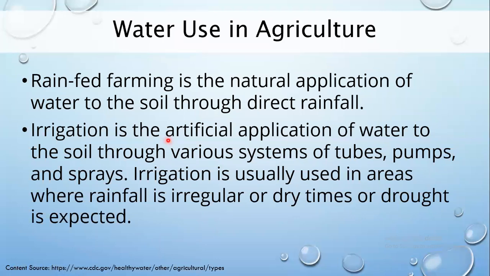So water use in agriculture, it can be rain-fed farming or the natural application of water to the soil through direct rainfall. Ito yung sinasabi nilang sahod ulan na type of farming. Next, irrigation is the artificial application of water to the soil through various systems of tubes, pumps, and sprays. Irrigation is usually used in areas where rainfall is irregular or dry times or drought is expected. So yung rain-fed farming, ito yung sa may mga klima na kung saan whole year round meron silang ulan. At yung irrigation naman ginagamit kasi it's artificial, it's man-made, na ginagawa para magkaroon ng water or patubig sa ating mga tanim na crops.